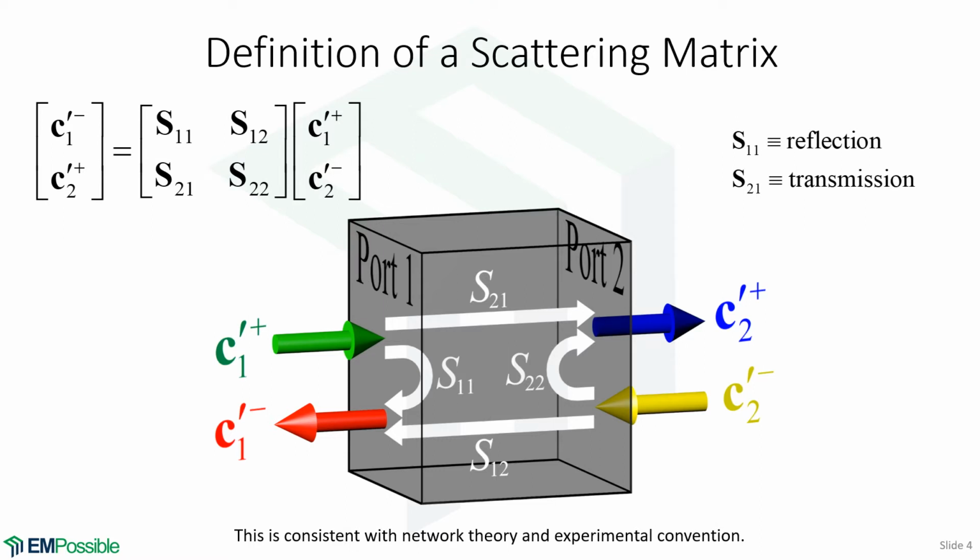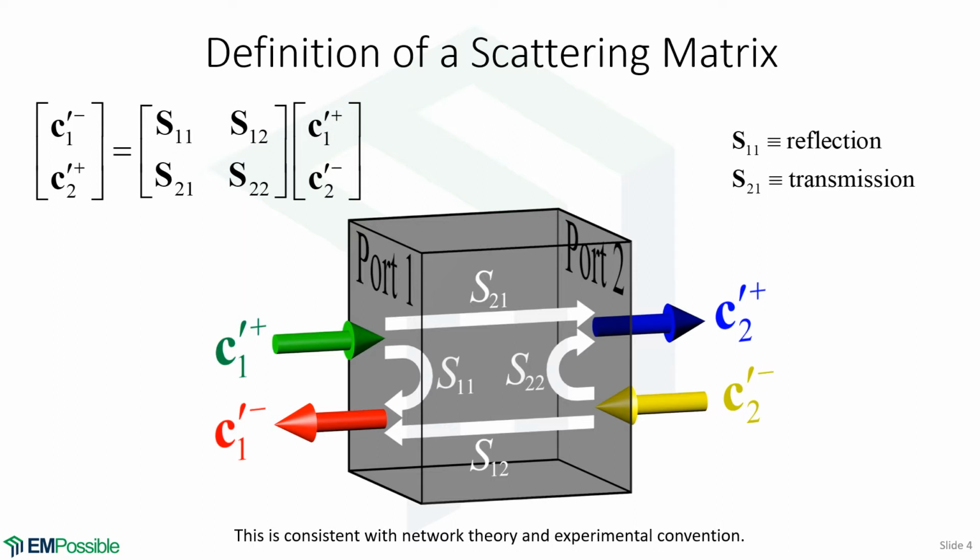So what are the inputs here? Well, on the left-hand side, port 1, a port is just a place where we can have inputs and outputs. So the input into port 1 is the C1 plus, the plus meaning it's a forward propagating wave, the subscript 1 meaning it's going into port 1. So C1 plus is an input. We can also look at port 2, and C2 minus is an input from the right. So here are our inputs. If we pre-multiply that by our scattering matrix, we get our outputs. Well, what are the outputs? We can have a reflected wave on the left, or we can have a transmitted wave on the right.